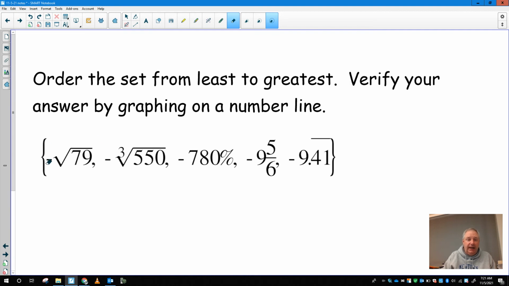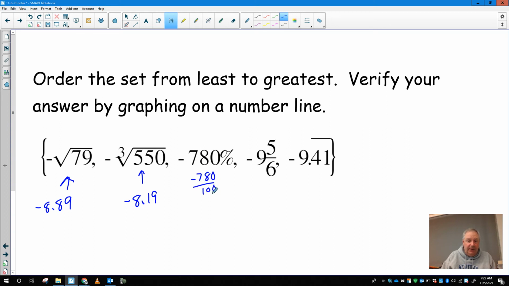All right, so go ahead and change all of those into a decimal. Pause the video and then restart once you've made them all into a decimal. All right, so this is negative 8.89. As a decimal, this is negative 8.19. So this is negative 780 out of 100. That's what percent means. So this would be negative 7.8.